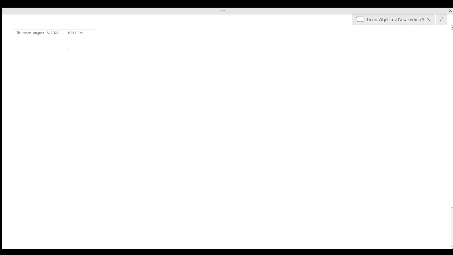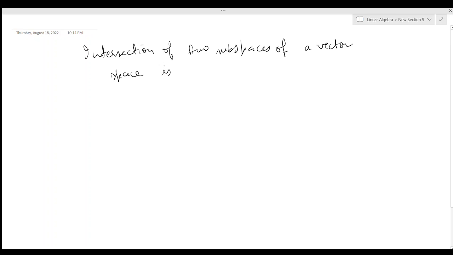So just write down the first result, that is, the intersection of two subspaces of a vector space is a subspace. So this is our first result, and this thing we have to prove.